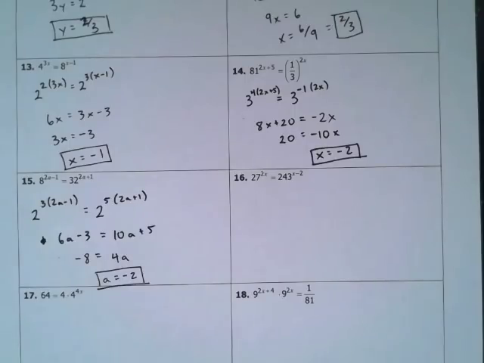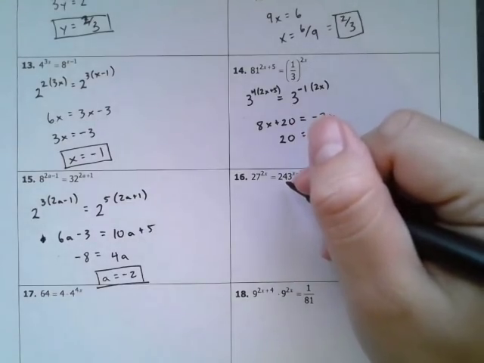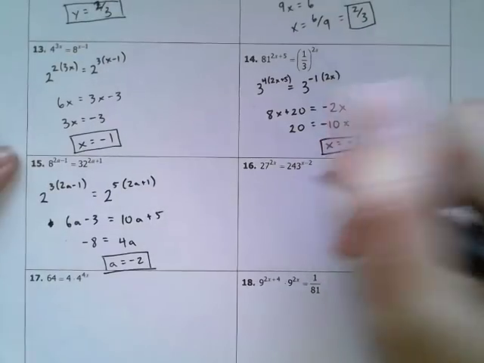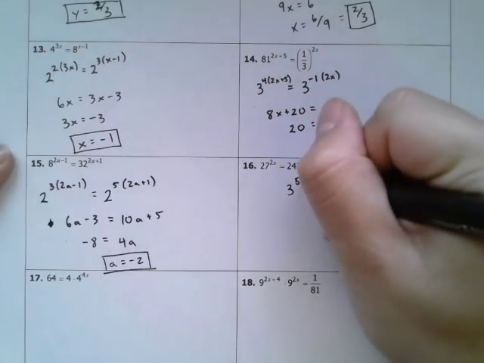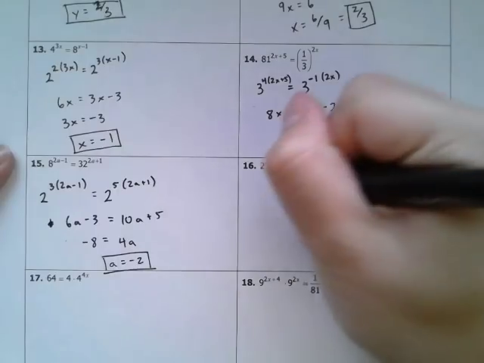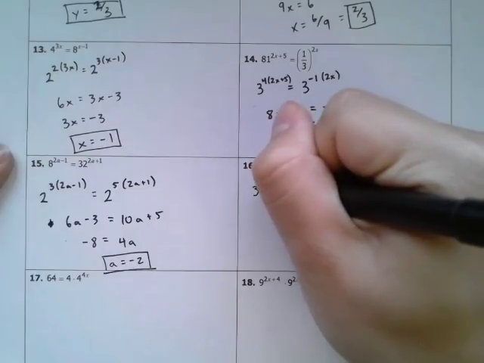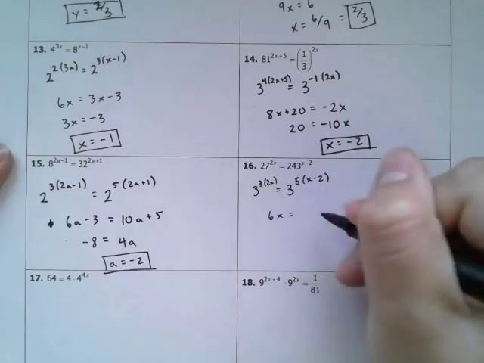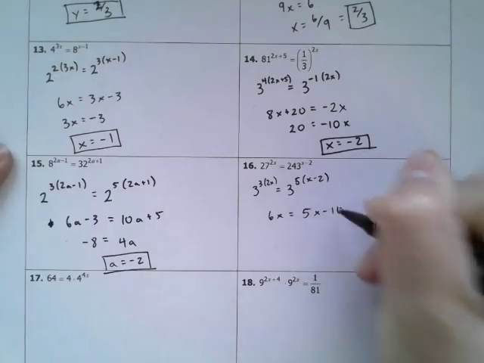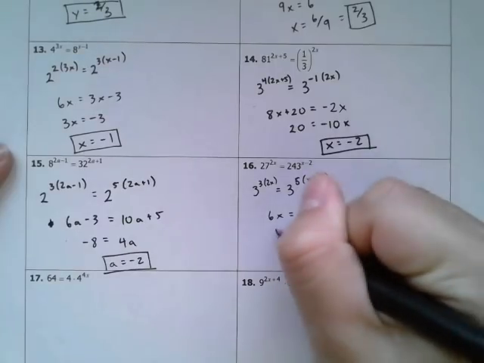Number 16, looks like it's a big number. 243 though, you can rewrite this as a base 3. So this is 3 to the 5th times x minus 2. That's equal to 27, which is, of course, 3 to the third times 2x. So I get 6x is equal to 5x minus 10. I get x is equal to negative 10 here.